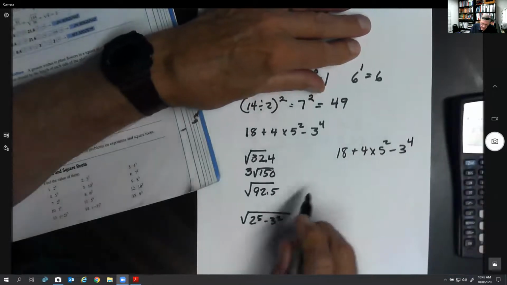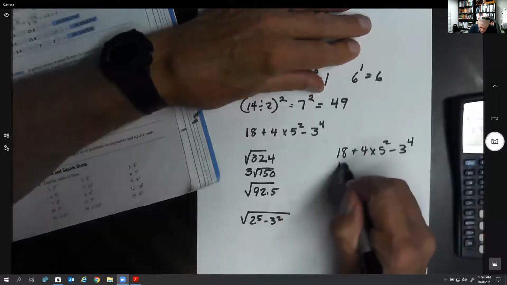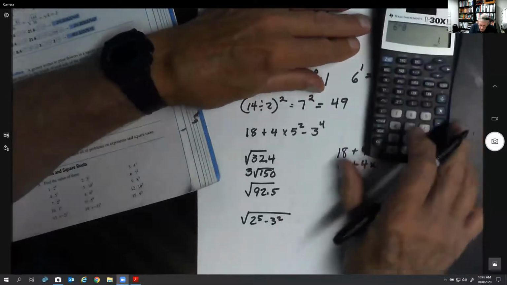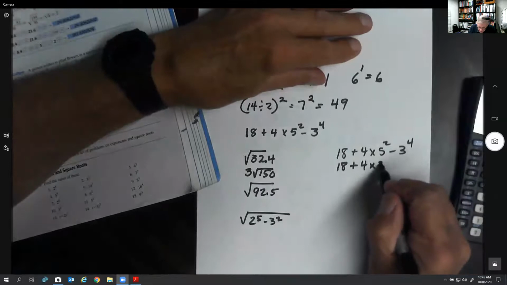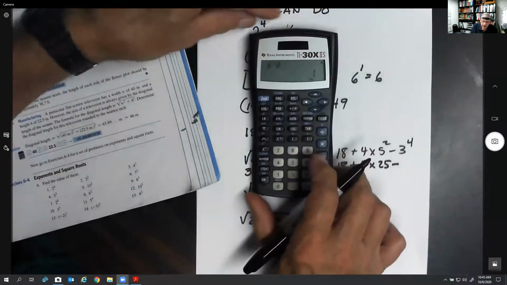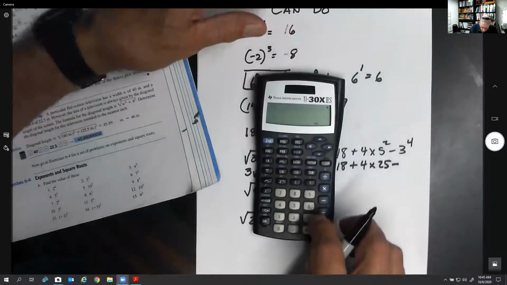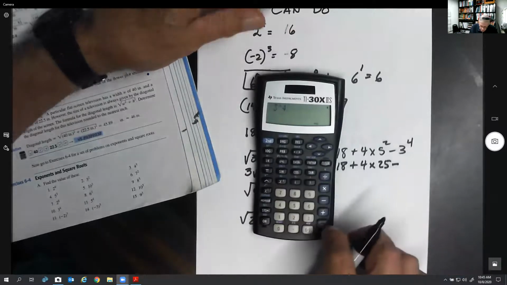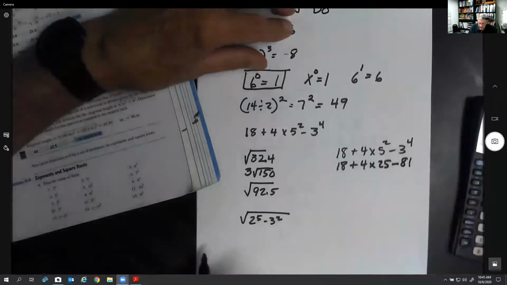So I'm going to scan the problem, and I'm going to do all the powers first. 5 to the second should be 25. Minus, I use a calculator, but I don't need to use it extensively for something simple. But 3 to the fourth, maybe yes. 3 raised to the fourth, 81. Now what?